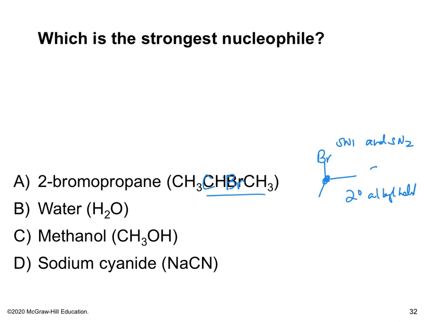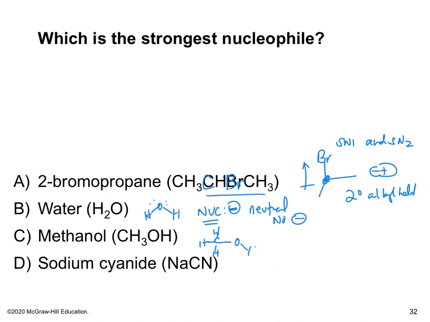Okay. So what is this? This is an electrophile, folks. Water. There's water. Water has a lone pair, doesn't it? So it can be a nucleophile, but it's going to be neutral. How do you know there's going to be a neutral nucleophile? Because no negative charge. Methanol. This is methanol. It has a lone pair, so it is also a nucleophile, but it's going to be neutral or weak. I'll say weak because there's no negative charge.